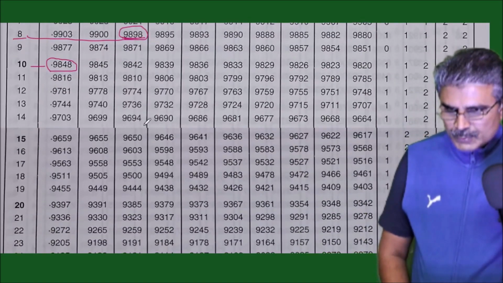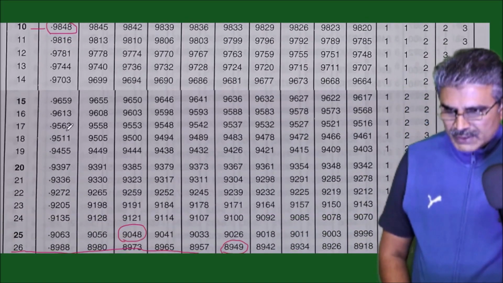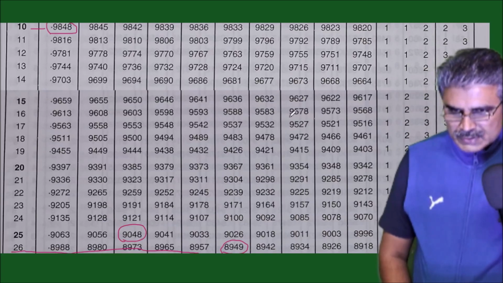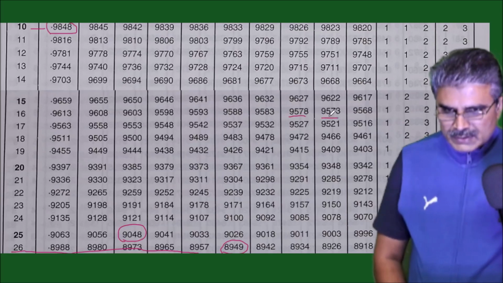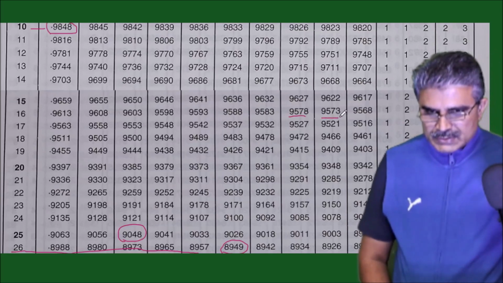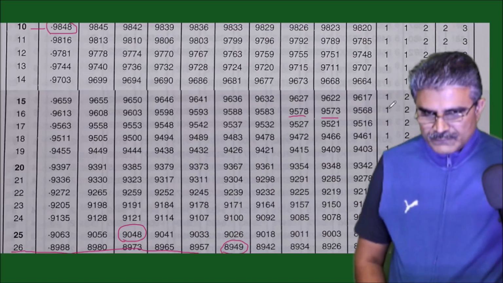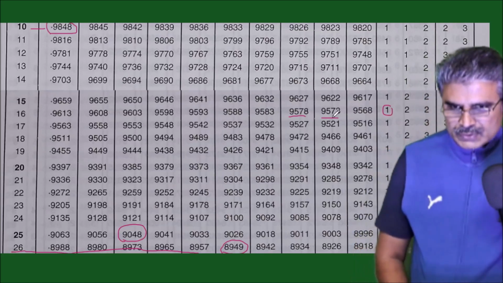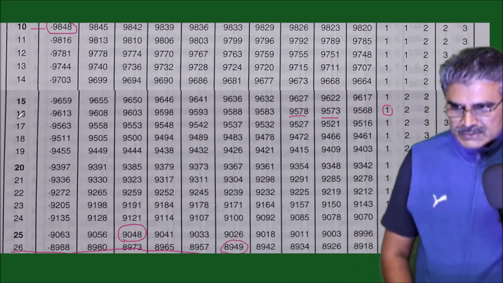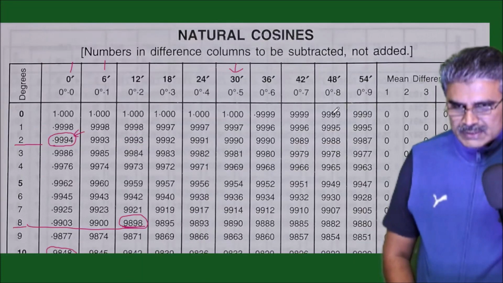0.9574. So I think this is the value, or you can take this one also, 0.9573. So we need 74, so we need that mean difference 1, so that 1 will be having here. So 0.9573 is the value for the angle 16 degrees 48 minutes.